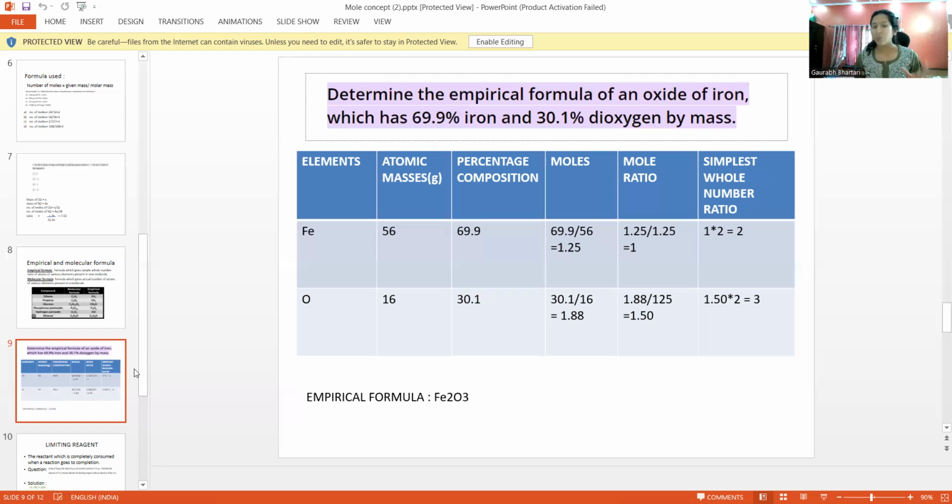Now, since 1.5 is not a whole number ratio, in order to convert it into a whole number ratio in its basic form, we'll multiply it by 2. So for iron, we'll get the simplest whole number as 2, while for oxygen, we'll get 3. So our empirical formula would come out to be Fe2O3.